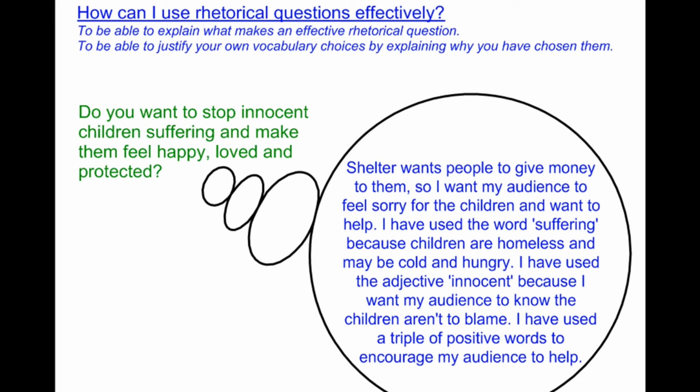This is an example. Do you want to stop innocent children suffering and make them feel happy, loved, and protected? And the thought process was, Shelter wants people to give money to them, so I want my audience to feel sorry for the children and want to help. I have used the word suffering because children are homeless and maybe cold and hungry. I have used the adjective innocent because I want my audience to know the children aren't to be blamed. Okay, so they're innocent. I have used a triple of positive words to encourage my audience to help.